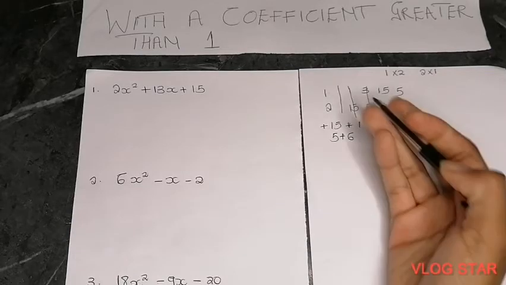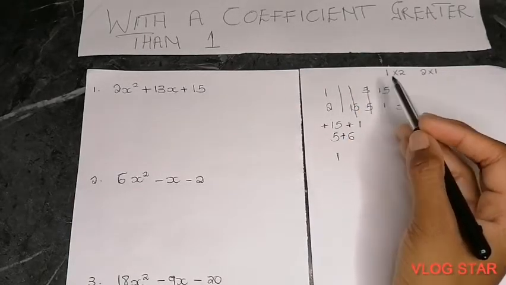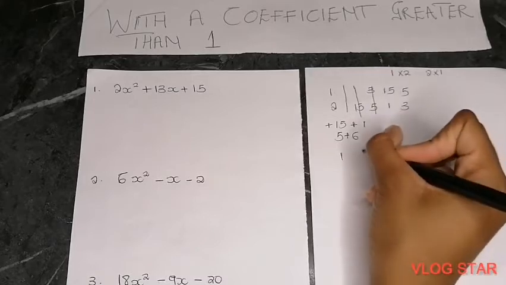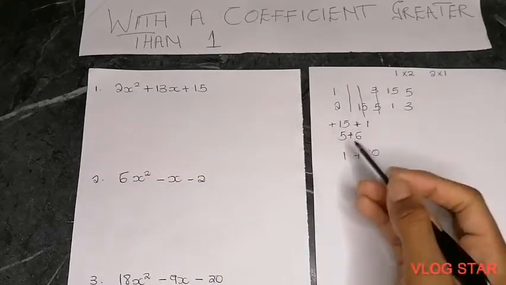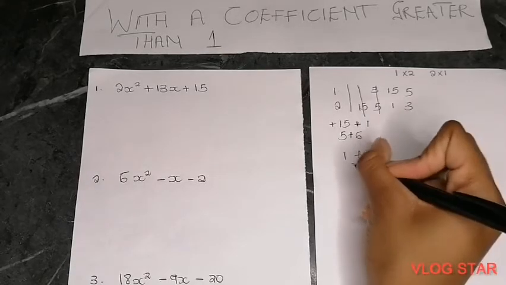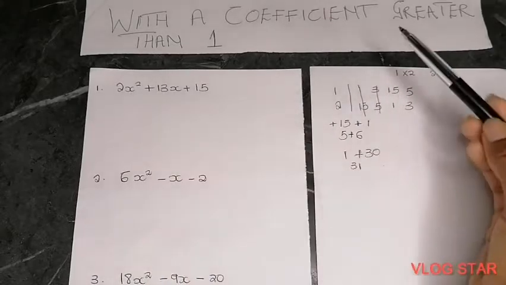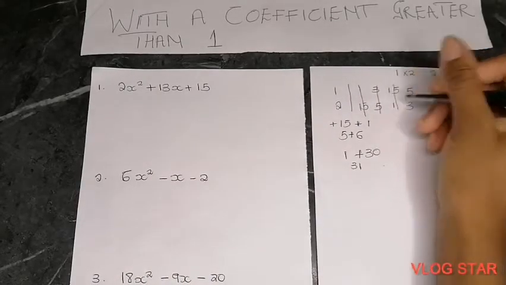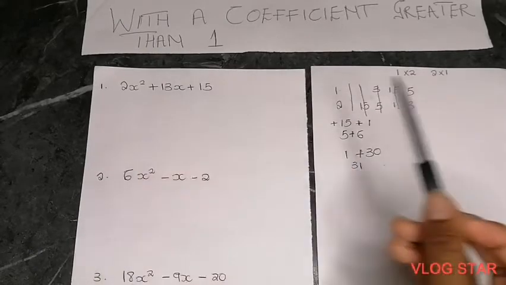1 times 1, it's 1. 2 times 15, sorry, it's 30. Our numbers are going to take a positive sign. 1 plus 30 is 31. Is our middle term 31? Nope. When I'm saying the middle term, I'm just talking about the number.